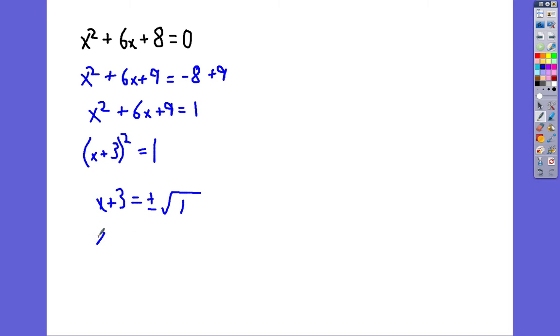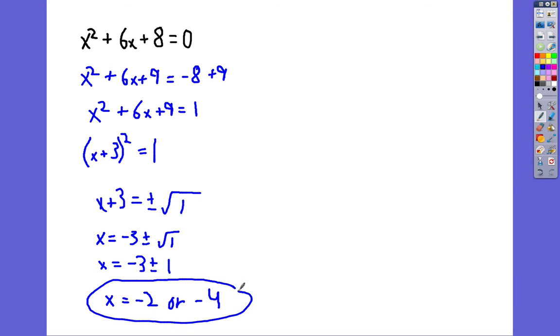Now we can just subtract 3 over to the right side of our equation, and we get x equals negative 3 plus or minus the square root of 1. Now the square root of 1 is 1, so we have negative 3 plus or minus 1. Okay, so negative 3 plus 1 is negative 2, and negative 3 minus 1 is negative 4. And there we go. X equals negative 2 or negative 4.